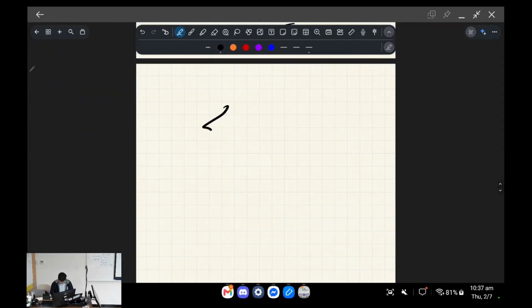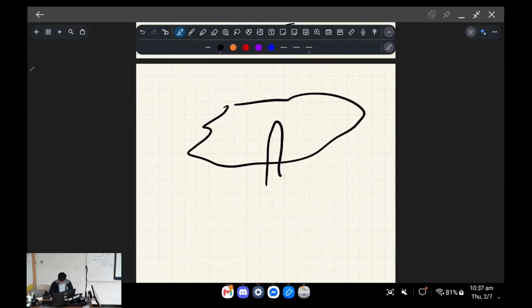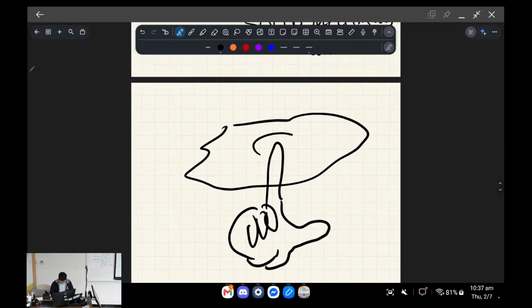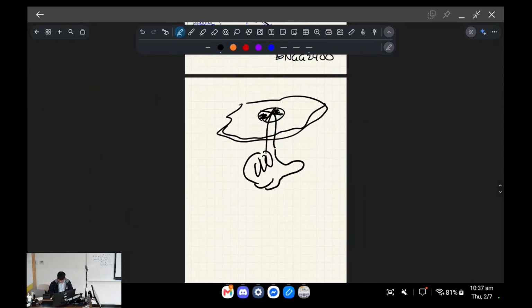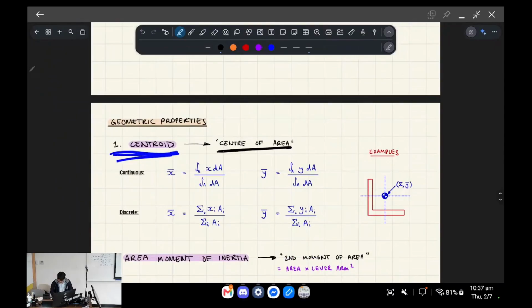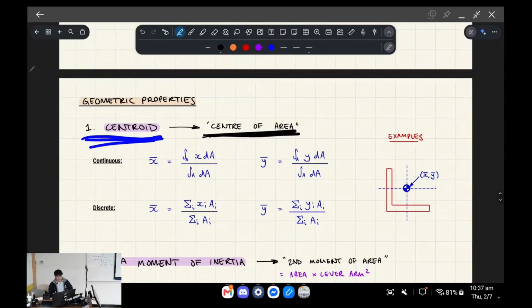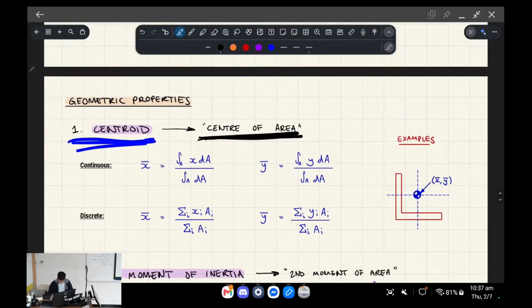So imagine I've got some random shape, and here's my finger. And I'm trying to balance this shape on my hand. I'm trying to find its center of gravity. Let's say this is a piece of cardboard or something. The center of gravity is the center of the shape in this scenario. So that's what I want you to think about, and this is the idea of a centroid. The centroid is simply explained as the center of area. So this is the first concept I want you to think about.